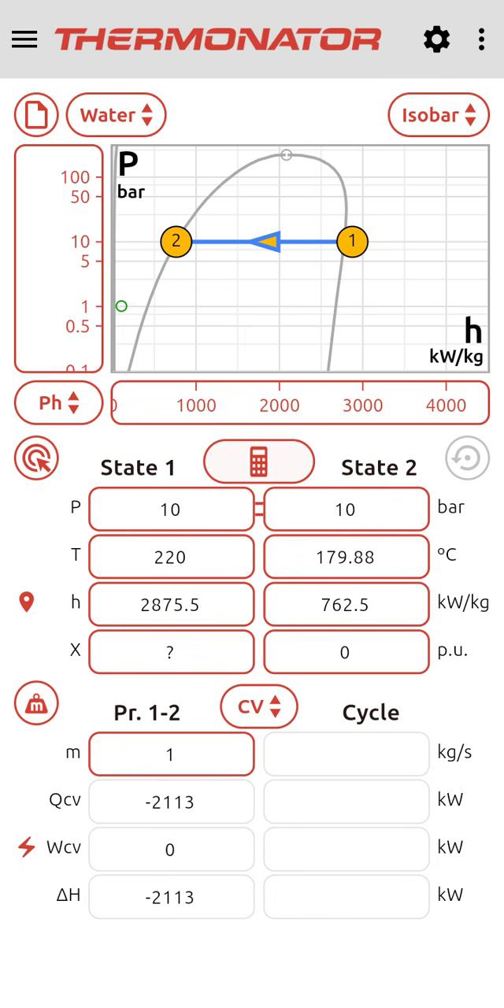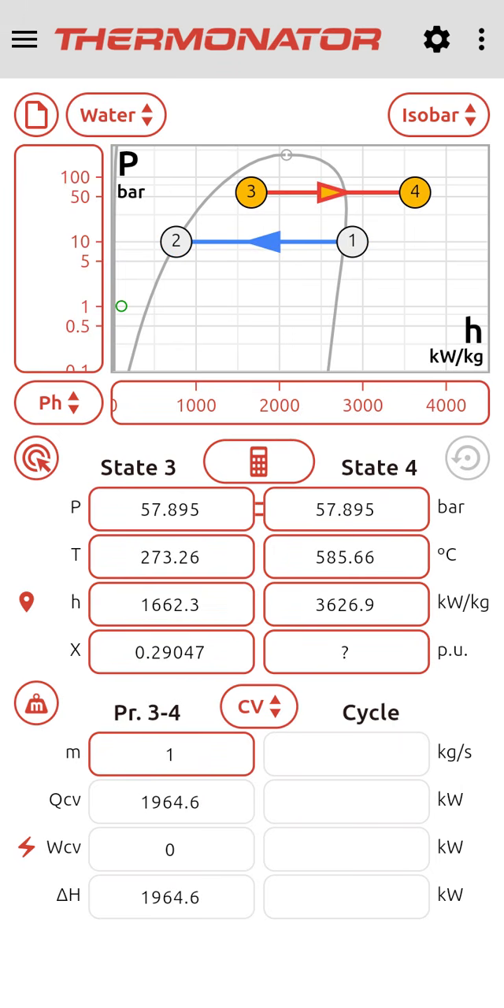We click on the graph to create the other isobaric process. We define the process mass as 9 kilograms per second by clicking the Calculator button.